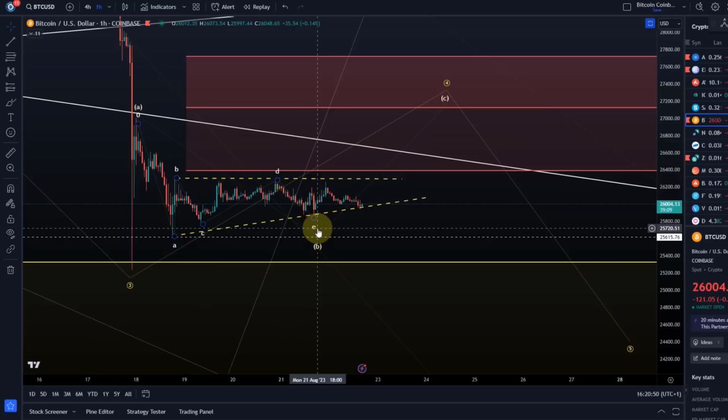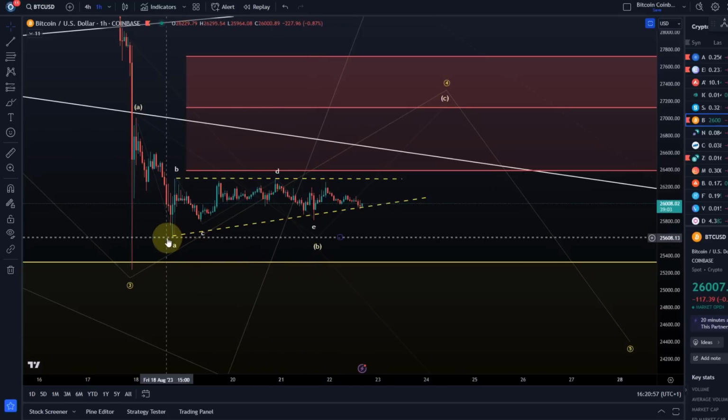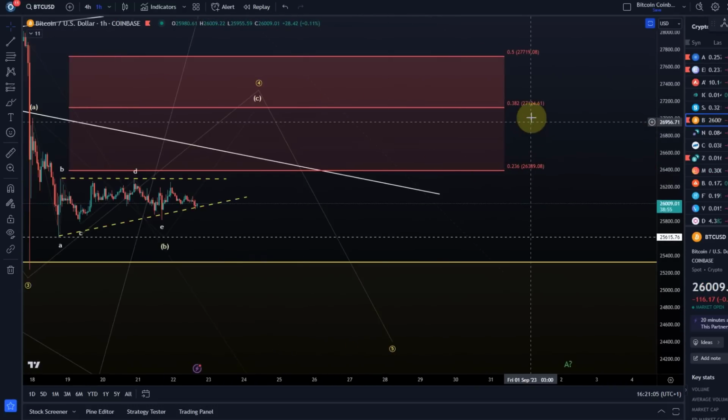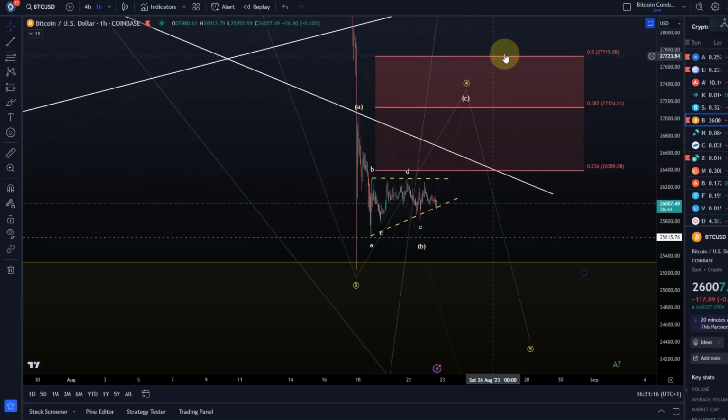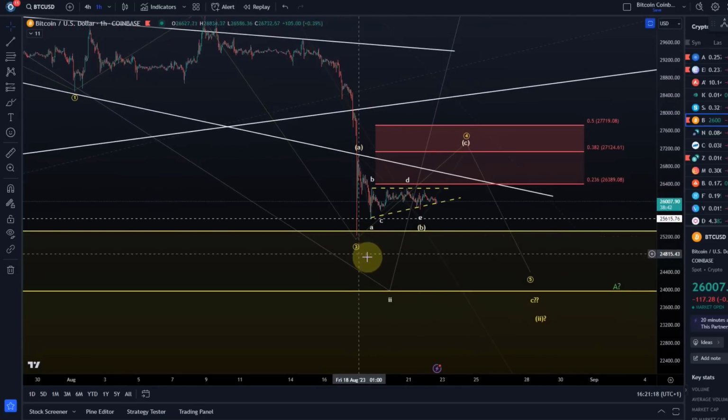So breakout point to the downside is 25,620. That's the low of the A wave. Breakout point to the upside is 26,300. A break to the upside should send us higher in the C wave to the next Fib level, which is here at 27,120. Above that, we've got 27,720. A break above that level would make me think, okay, probably a lasting low is already in.